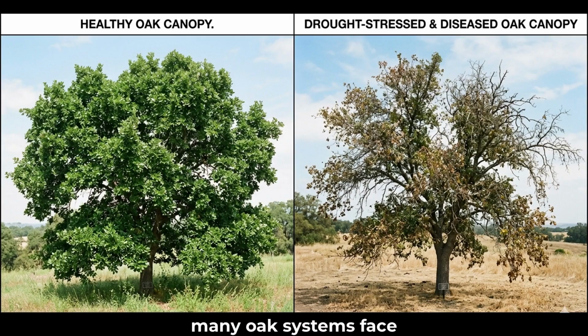Today, however, many oak systems face serious stressors. Sudden oak death, caused by the pathogen Phytophthora ramorum, has heavily impacted coast live oak and tan oak systems in California. Drought stress weakens trees and makes them more vulnerable to insects and disease. Bark beetles, borers, root pathogens, and fungal decay organisms can all affect oak health, especially when trees are environmentally stressed.